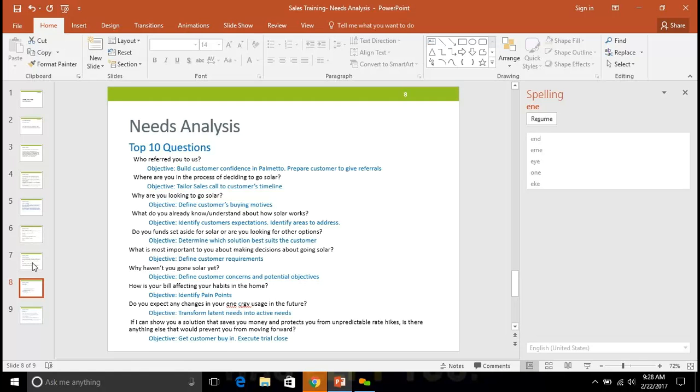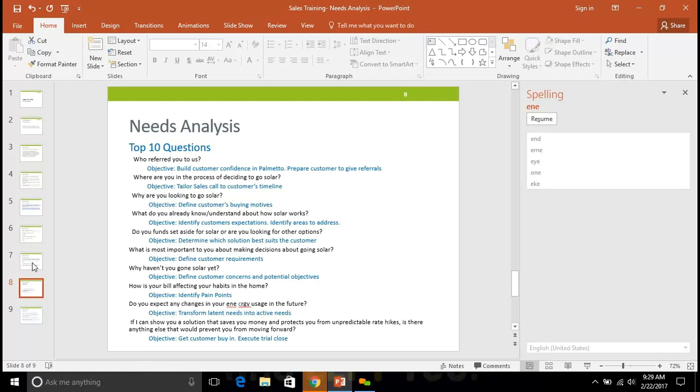And then if I can show you a solution that saves you money and protects you from unpredictable rate hikes, is there anything else that will prevent you from moving forward? Just a great question. Like, hey, if I can show you a great solution, is there anything else that we need to uncover here that I need to address with you?